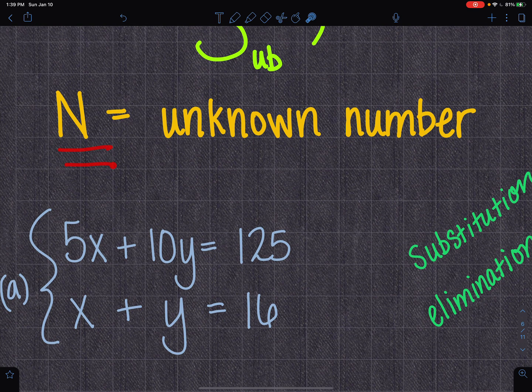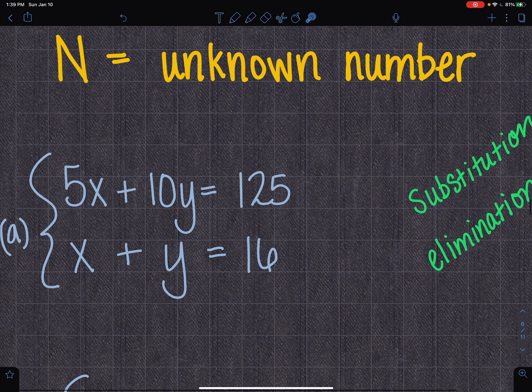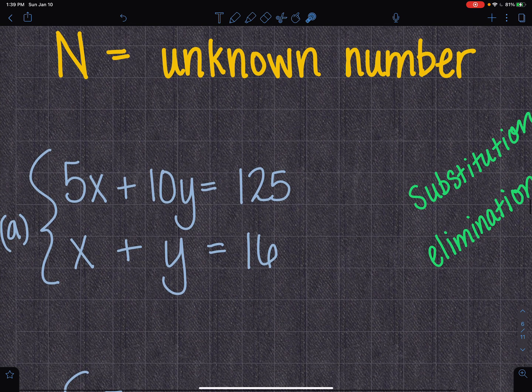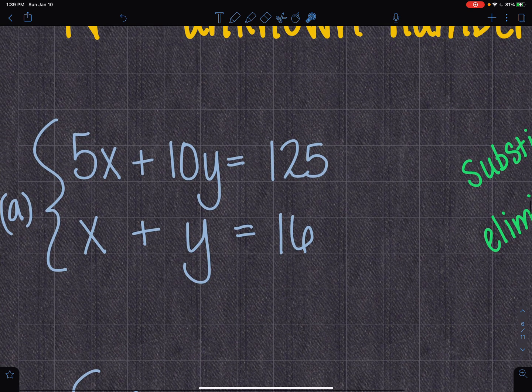Okay, the n is used for an unknown number, even though we have a lot of x's and y's in the variables. Sometimes when we do story problems, we use an n for something that we're trying to figure out, some unknown number. Okay, so for example, let's do a quick review of variables like x and y. So they might give us two equations like this. 5x plus 10y is 125.